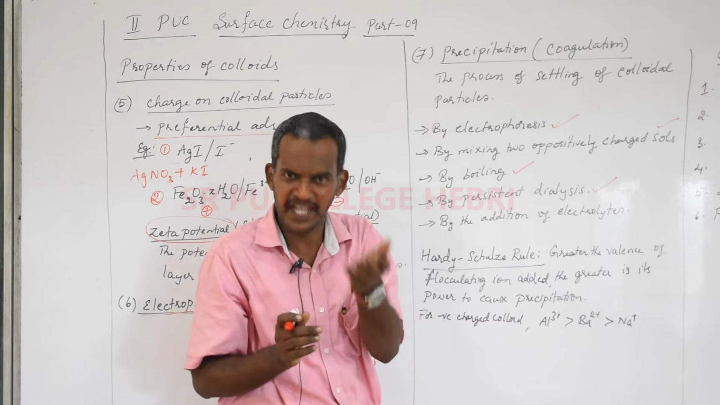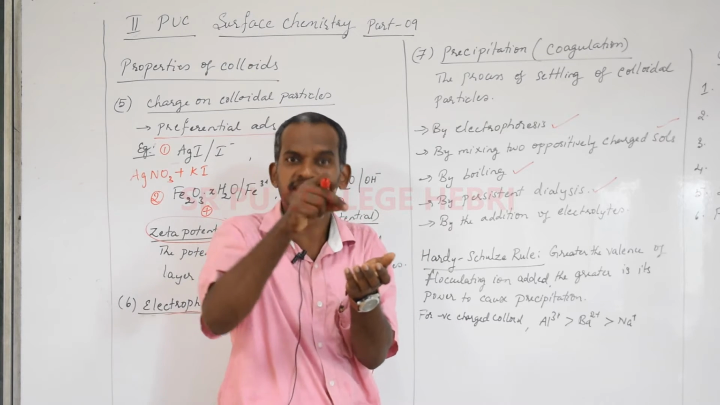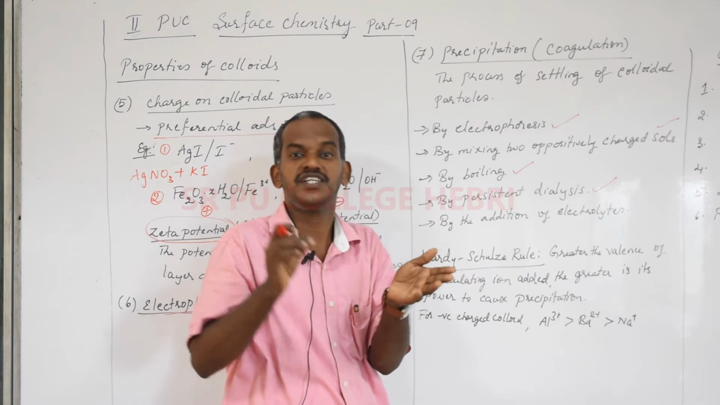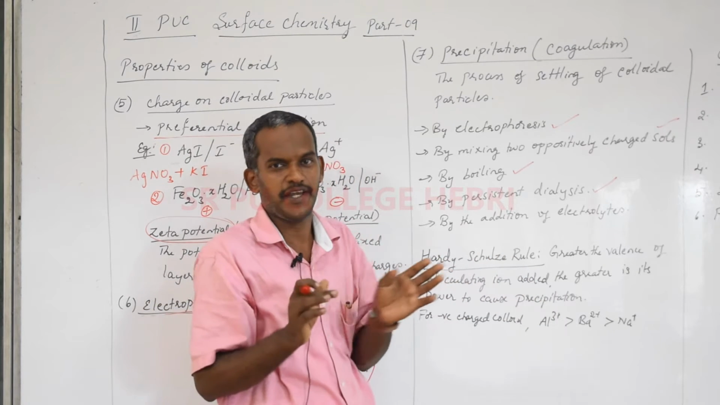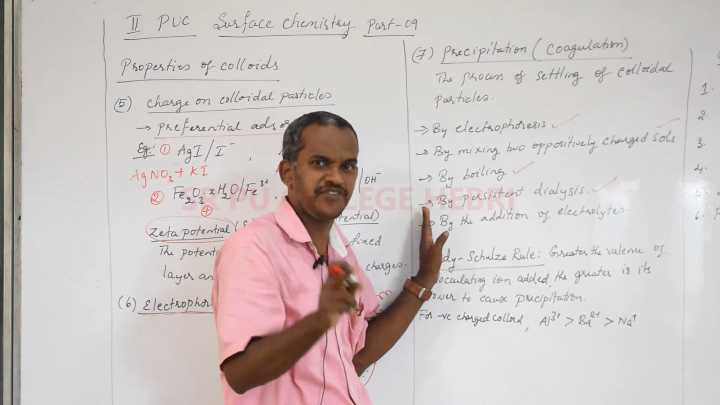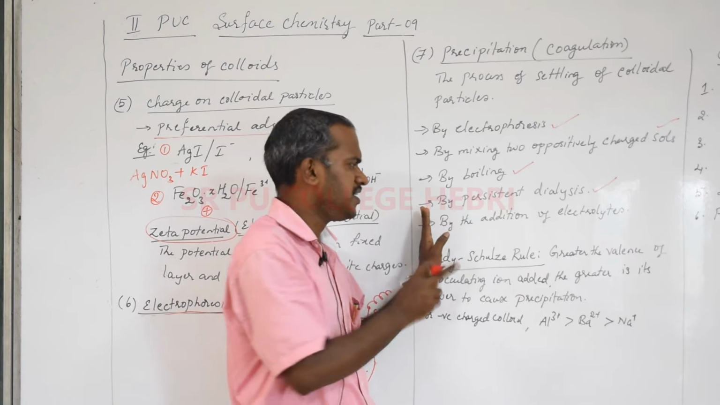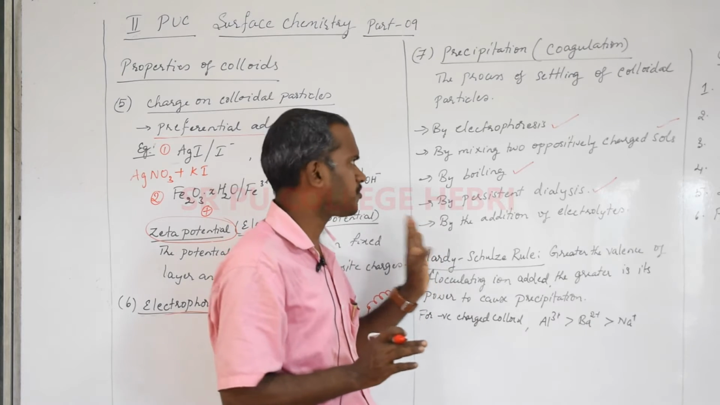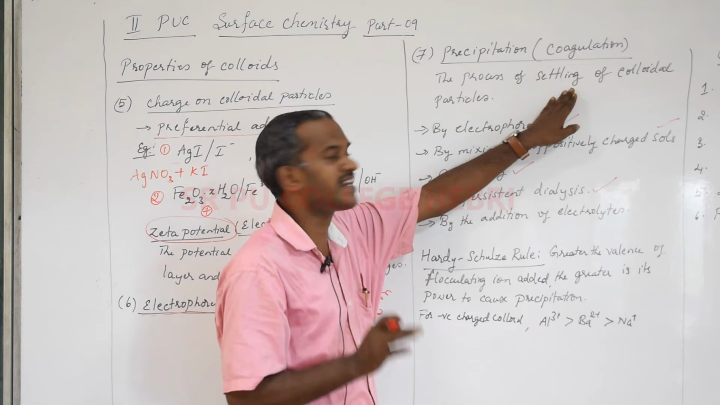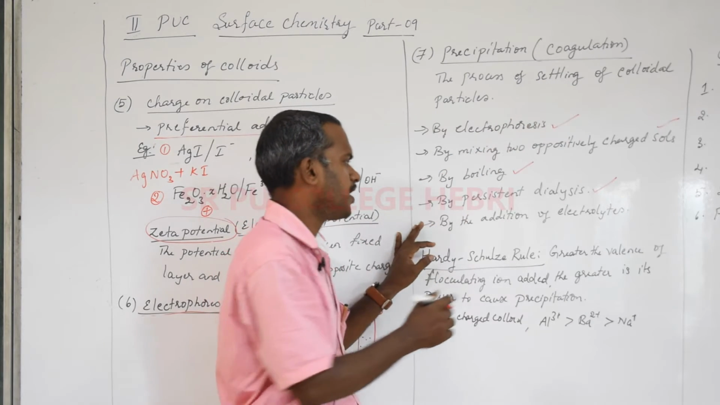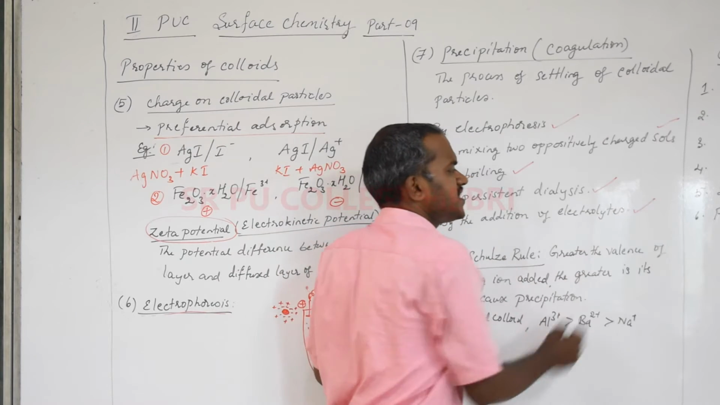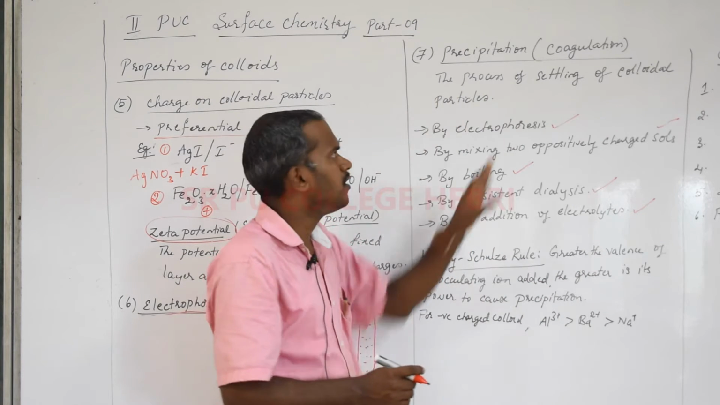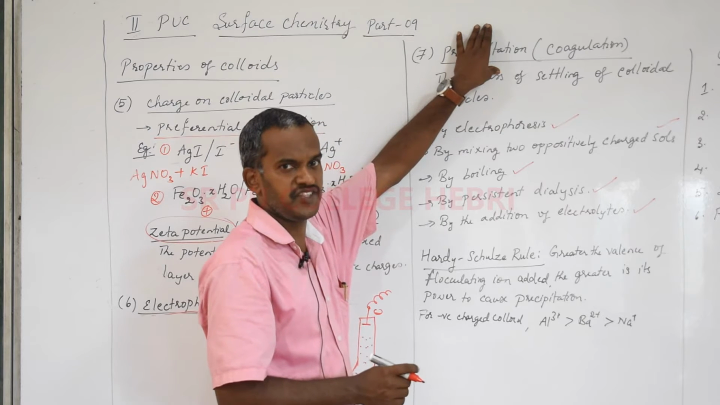Suppose I take a negatively charged colloid, Na plus acts as the flocculating ion. If I take a positively charged colloid, Cl minus acts as the flocculating ion. So the ion which is responsible for the neutralization is called a flocculating ion. That will cause the precipitation or neutralization, which will result in the settling of colloidal particles. So addition of electrolyte is one of the easiest and most convenient methods of converting a colloid into precipitate, or precipitation can be easily done.